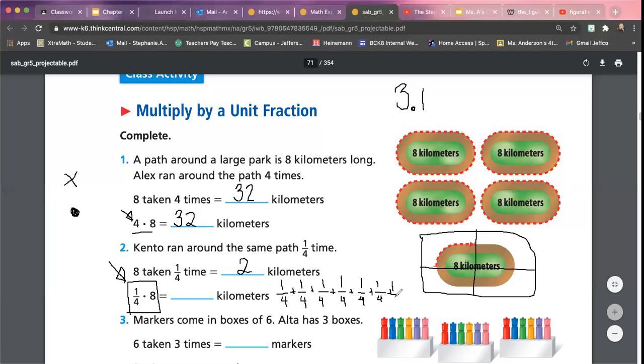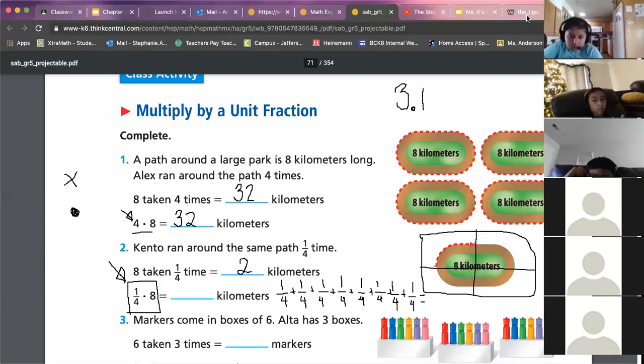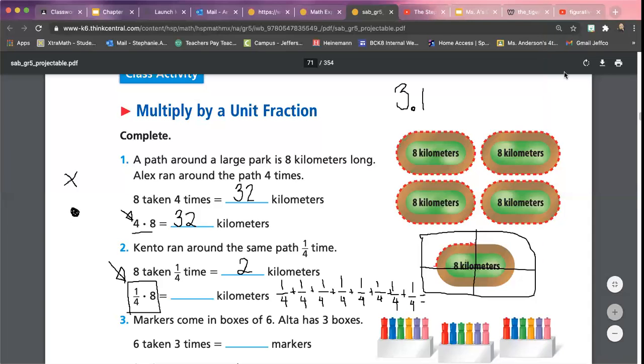Who can explain to me how I have this really long equation right now of 1/4 plus 1/4 plus 1/4, 8 times. Who could explain to me how we get 2 whole kilometers out of this? I just see a lot of fourths right now. How do I get 2 whole kilometers out of this? I'd love to hear from Amelia or Justin, Asher, Maddie, Quinn, anyone we haven't heard from yet. How could I get 2 wholes out of this?